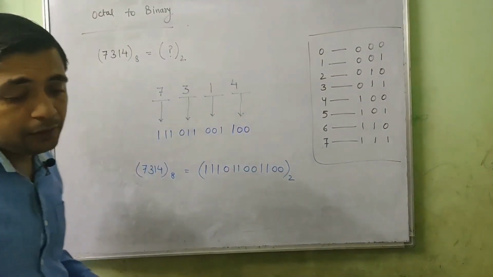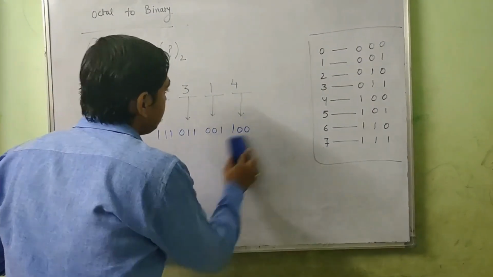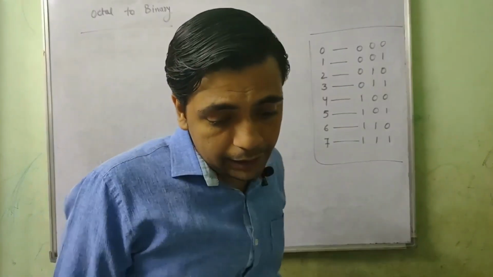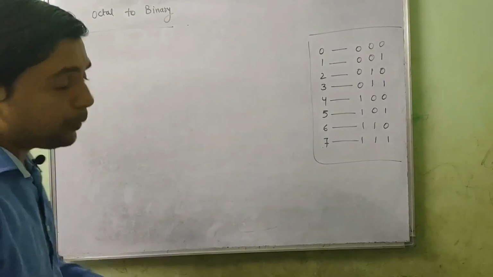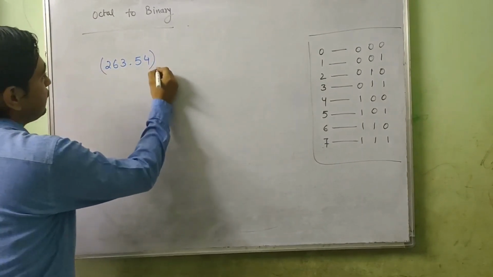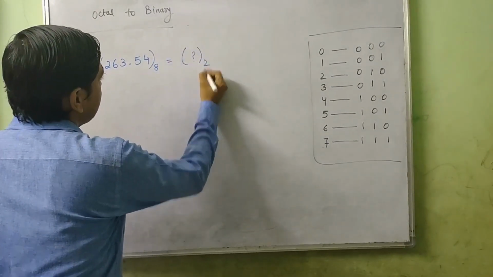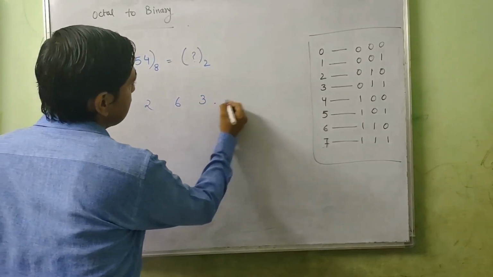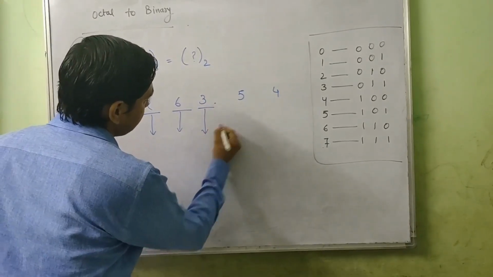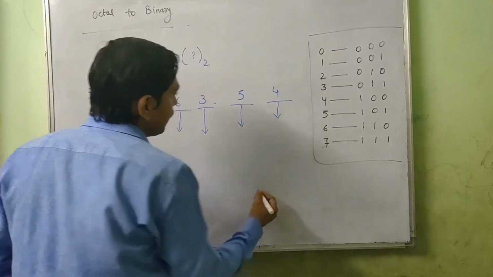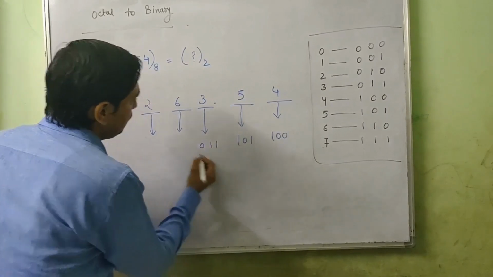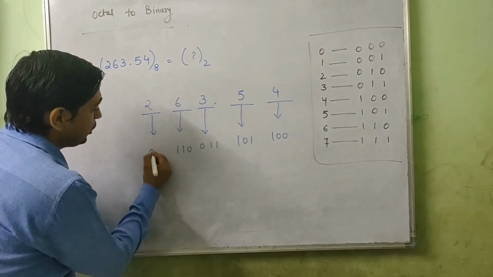Let's take one more example with a fractional part as well. The next question that we are going to see is 263.54. This is given in octal. What will be its binary? So we will note down the digits and then write a 3-bit binary for every digit. So 4 is 100, 5 is 101, 3 is 011, 6 is 110 and 2 is 010.